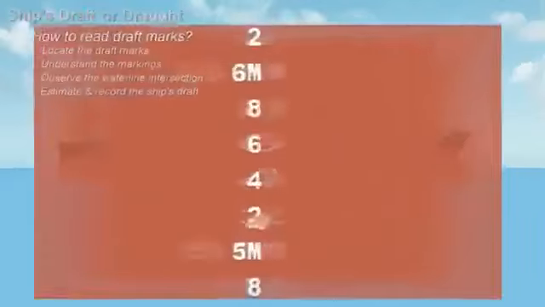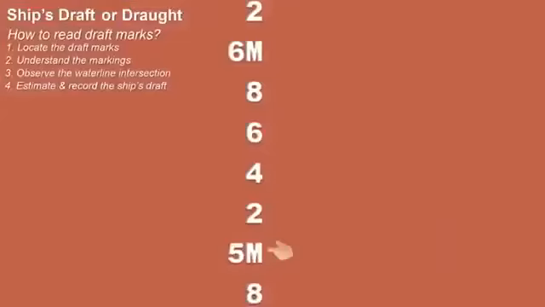Let's understand these markings. The measurement system used in this draft mark is metric, where m stands for meters. The height of every numeral marking is 10 centimeters, and the vertical distance between markings is also 10 centimeters.